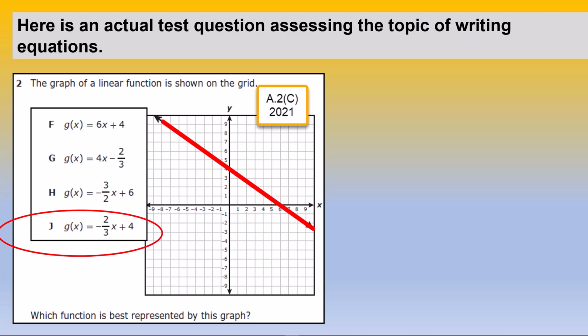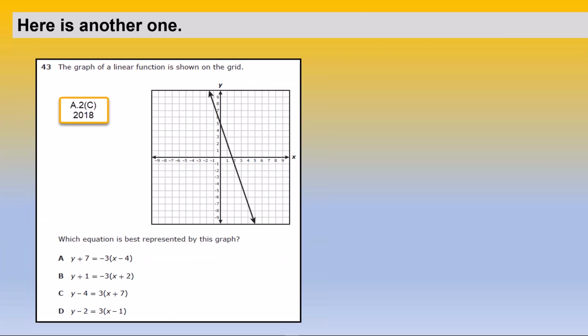You could have just noticed that the slope for choice F was positive, which is not correct, and J would be the only choice left since it had a negative slope. Here is another one. Pause the video, work it out, and then press play to see how you did.